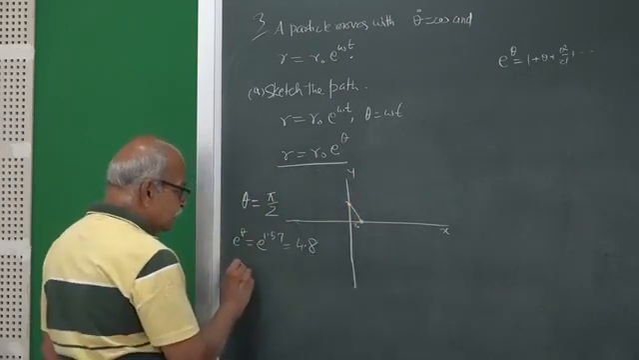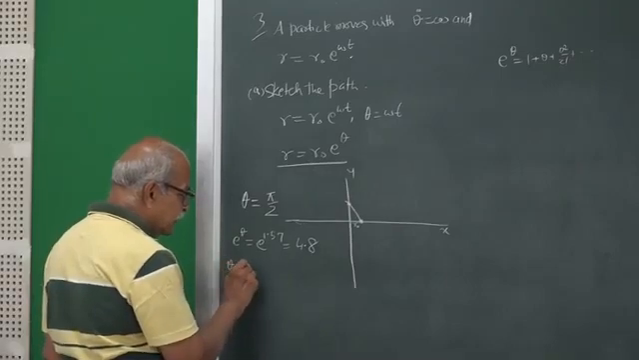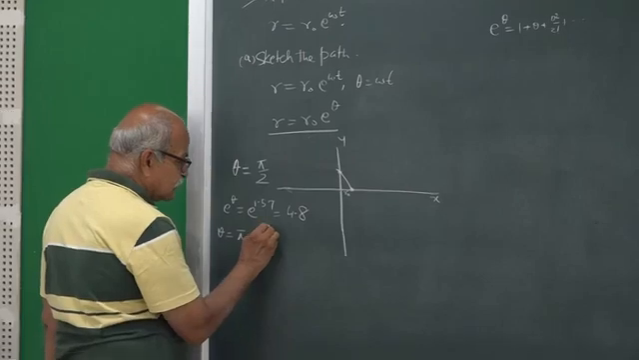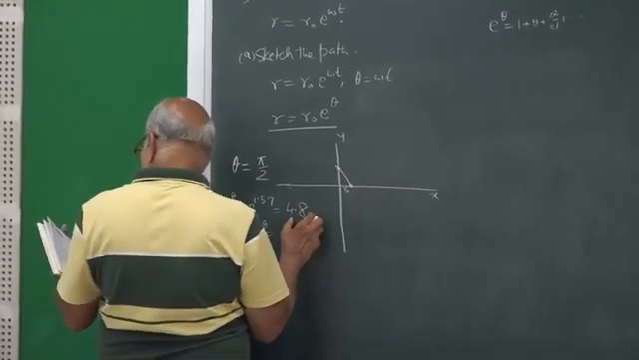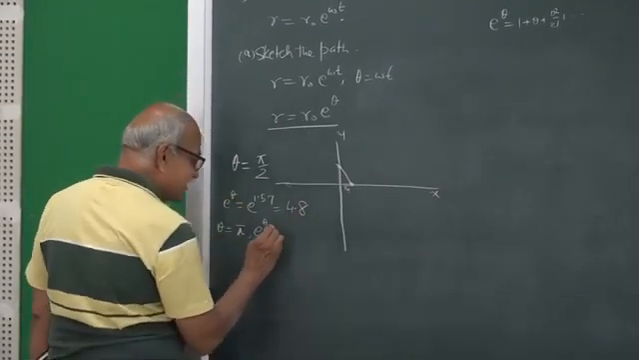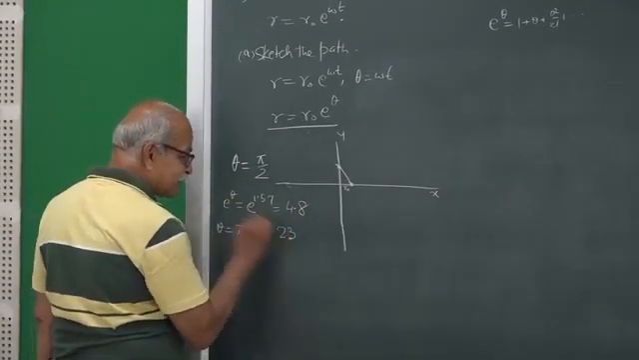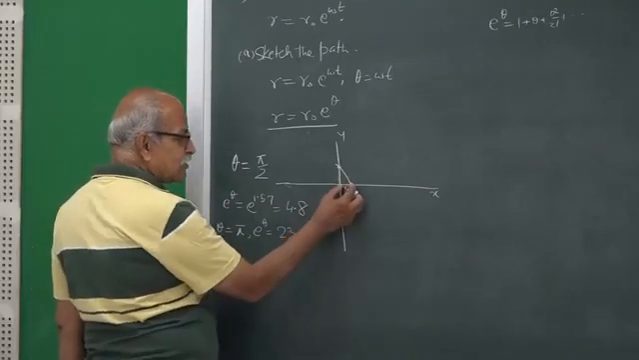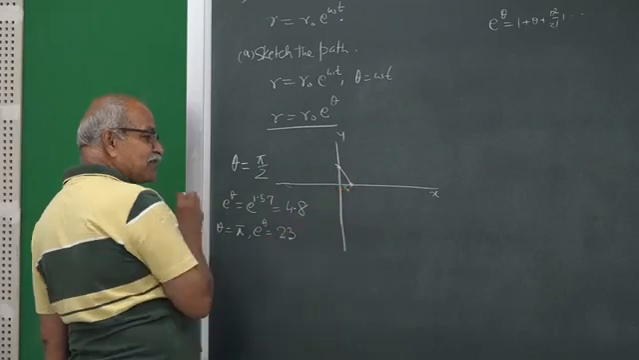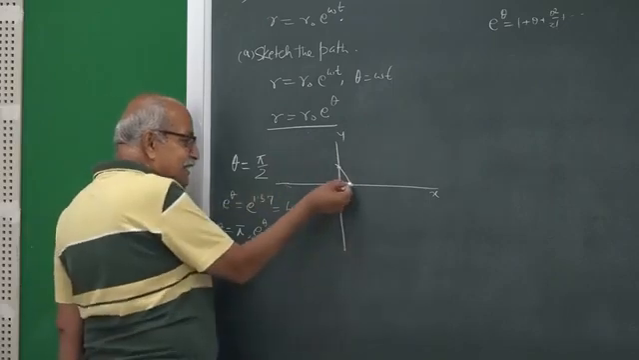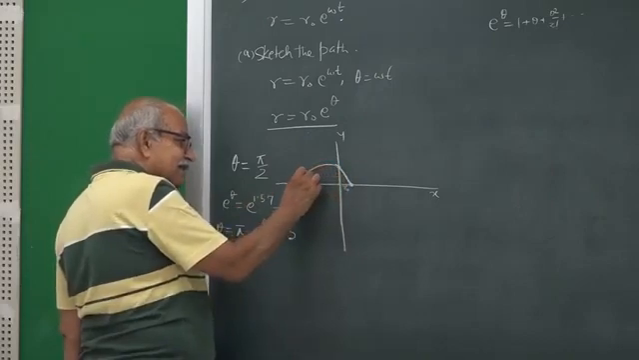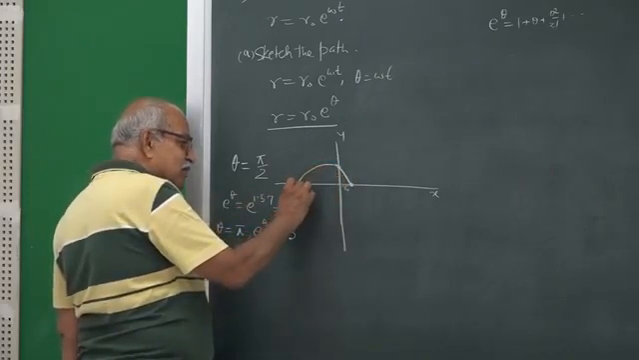Then when theta is pi, e to the power theta will be square of this, and that is around 23. Okay. So, this is R naught. When it reaches here, it is 23 times of this. I cannot draw on the scale, I can only tell that it will keep on increasing and it will be like this.